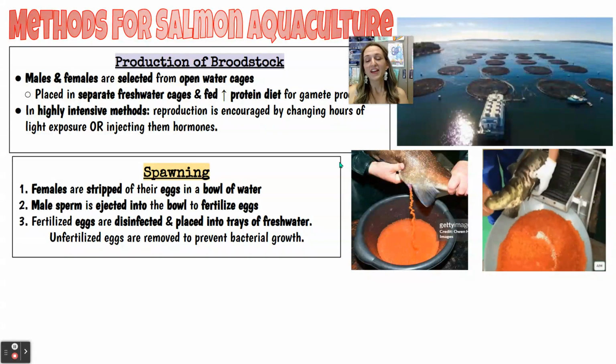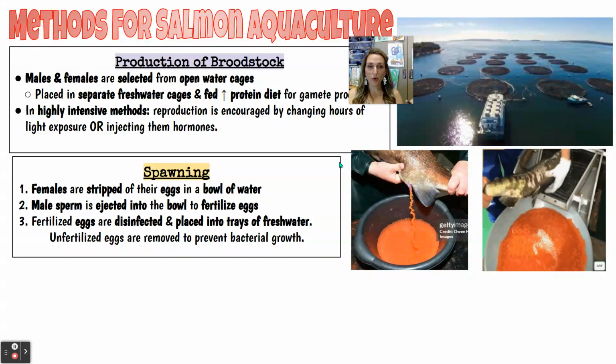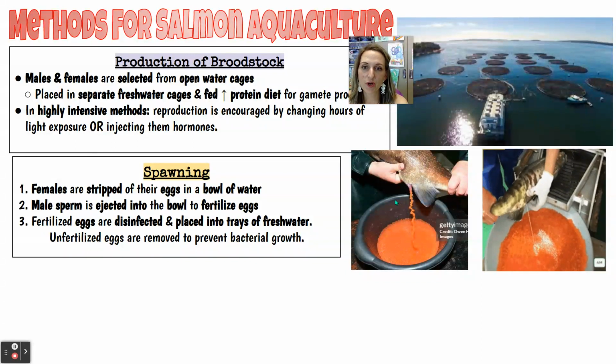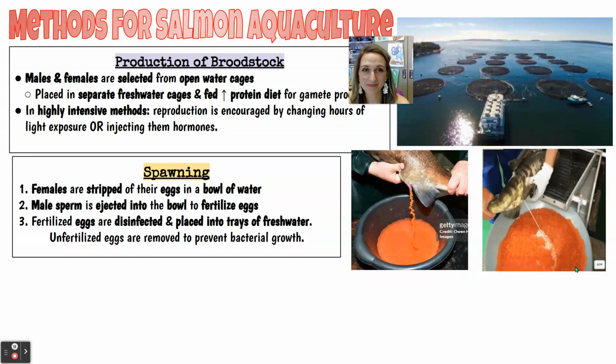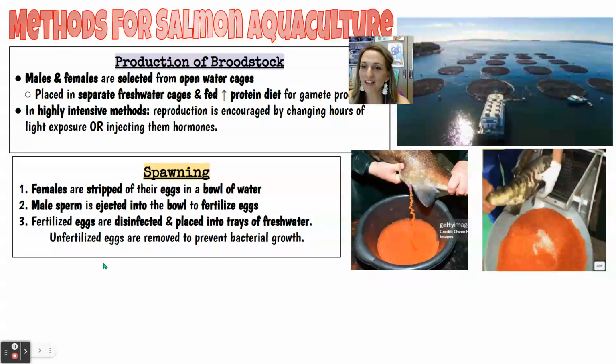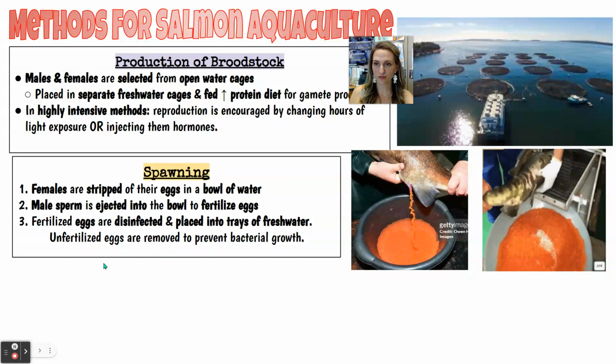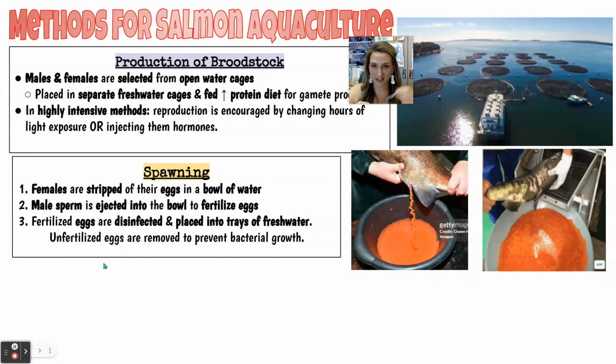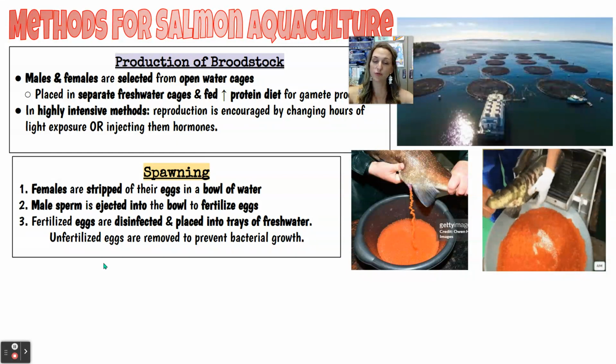For spawning, females shift their eggs into a bowl of water, and you see that one right here. The male sperm is ejected into the bowl to fertilize it, just like so. Unfertilized eggs get disinfected. Fertilized eggs get disinfected and placed into trays of fresh water.